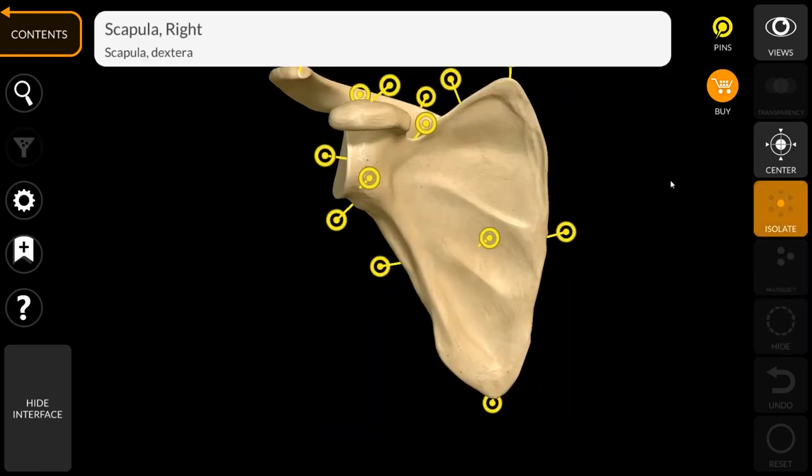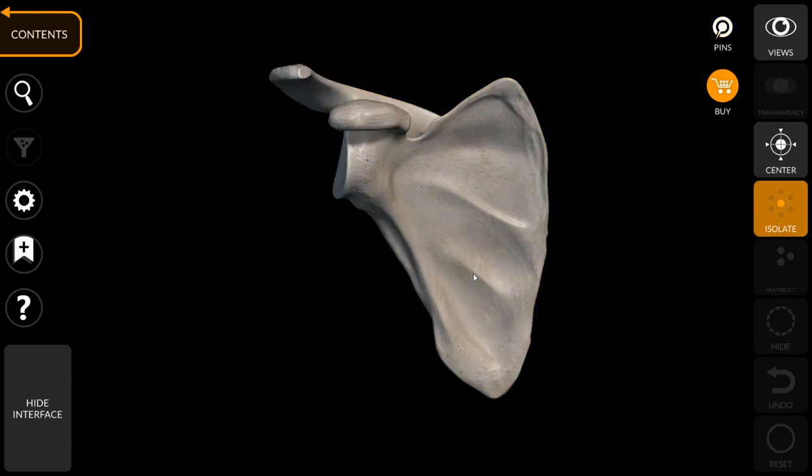Going on to the scapula. We have an anterior view of the scapula, and this broad surface right here is called the subscapular fossa. That subscapular fossa is lateral to the medial border. Going lateral from the subscapular fossa, you see this large area right here as a point of articulation with the humerus called the glenoid cavity.